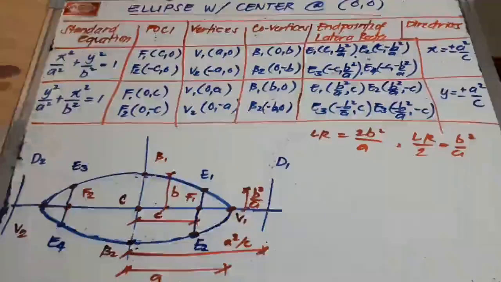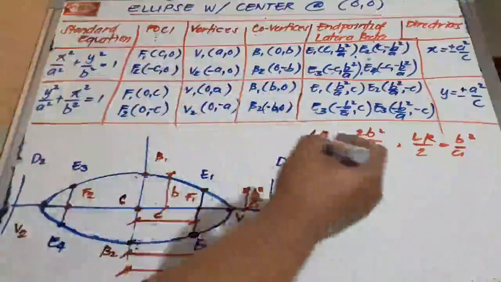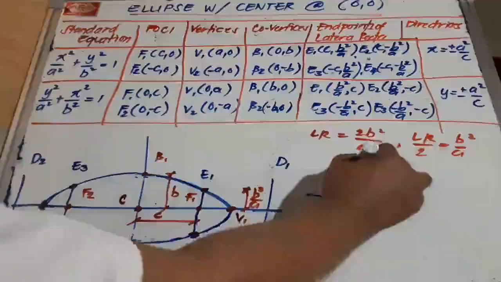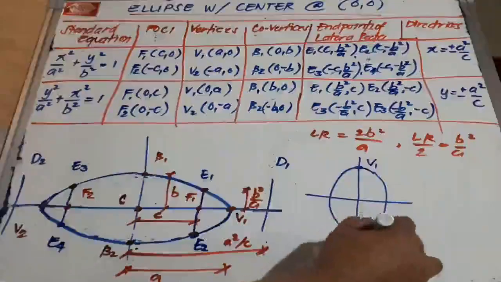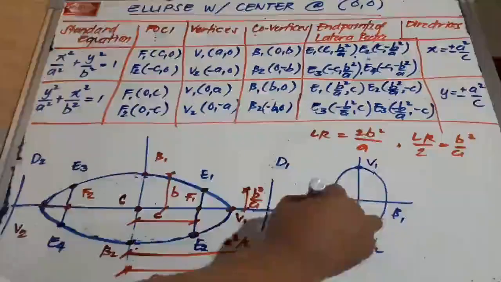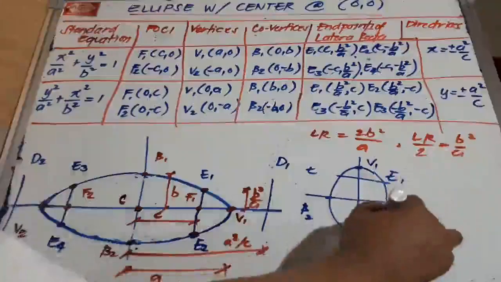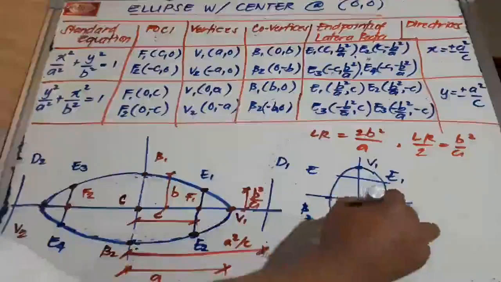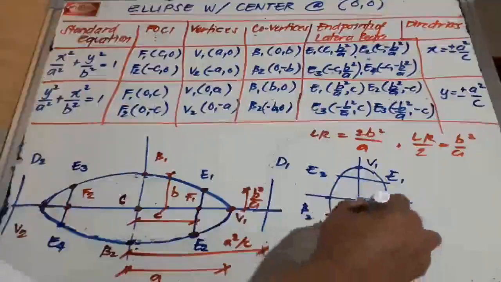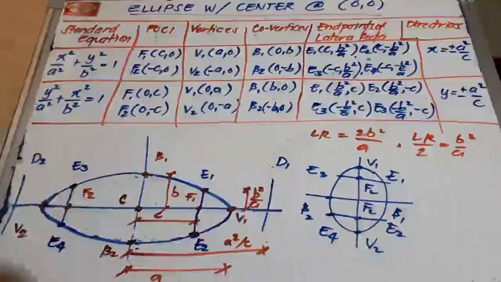Now, when it comes to the second standard equation of the ellipse, pabaliktad lang siya. No? Magbibigay ako ng halimbawa mamaya. Pag ganun siya, ito yung magiging B1 mo, ito yung B2, ito yung B1, ito yung B2, ito yung E sub 1, okay, E sub 2, E sub 3, E sub 4, this is your F sub 2, this is your F sub 1. Okay? Same pa rin yung directrices, by the way.